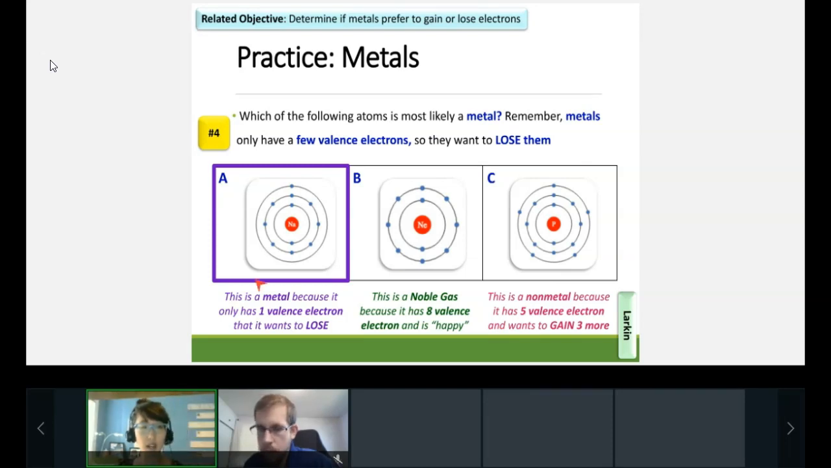So B and C are not metals. The reason being is if you take a look at neon right here, neon actually has 8 valence electrons. And remember our octet says that things want 8 valence electrons. So if neon has all 8 of its valence electrons, is it going to want to bond with anyone else? Is it going to want to change its electrons? If it already has all 8, is it going to want to bond or change? No, so this is extremely stable.